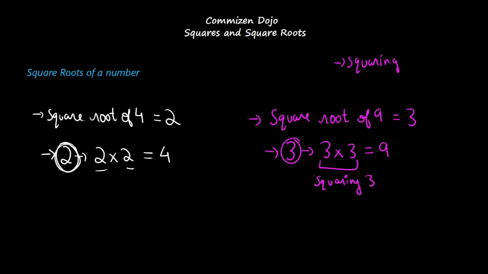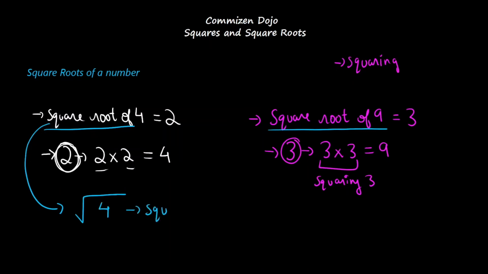Now that we know what the square root of 4 and 9 is, there's a little problem over here. Now every time writing square root of 4 or square root of 9 is tiring and lengthy. So is there a simpler way of representing a square root? Yes, there is. So instead of writing square root of 4, I can show it as this. This also means the square root of 4.